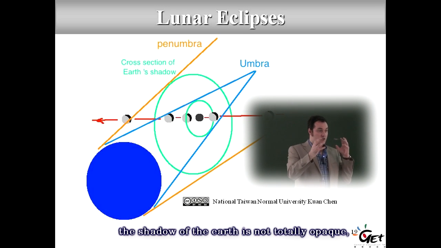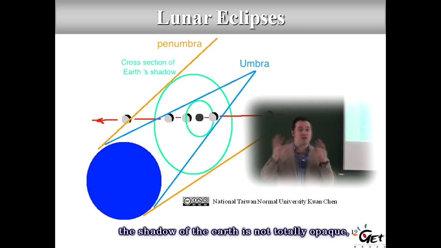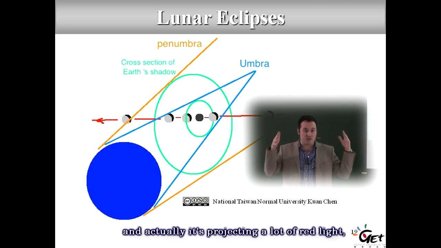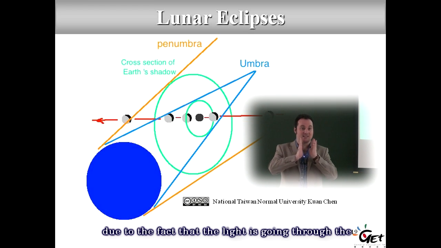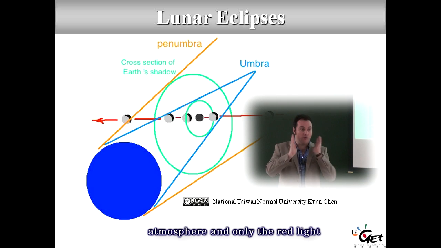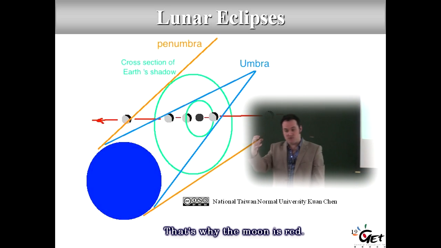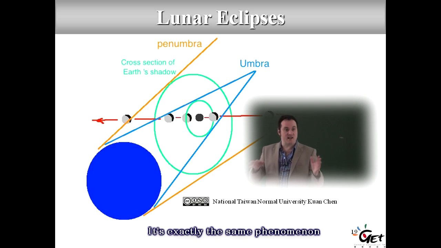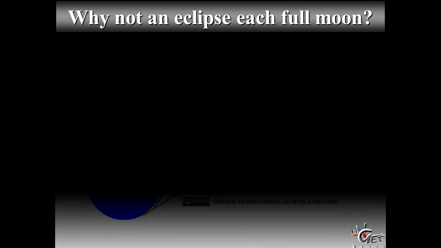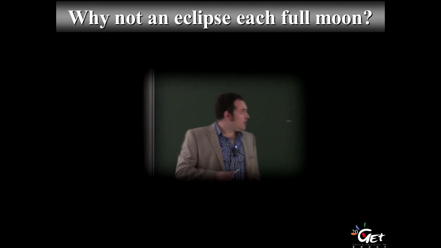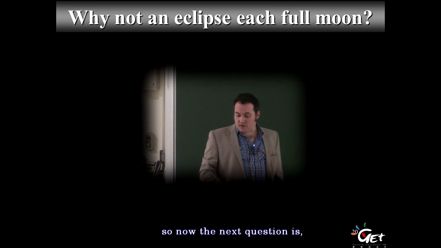So the shadow of the Earth is not totally opaque, right? And actually it's projecting a lot of red light due to the glowing of the atmosphere, due to the fact that the light is going through the atmosphere, and only the red light is going through. So that's why the moon is red. It's exactly the same phenomenon as why the sunset is red.